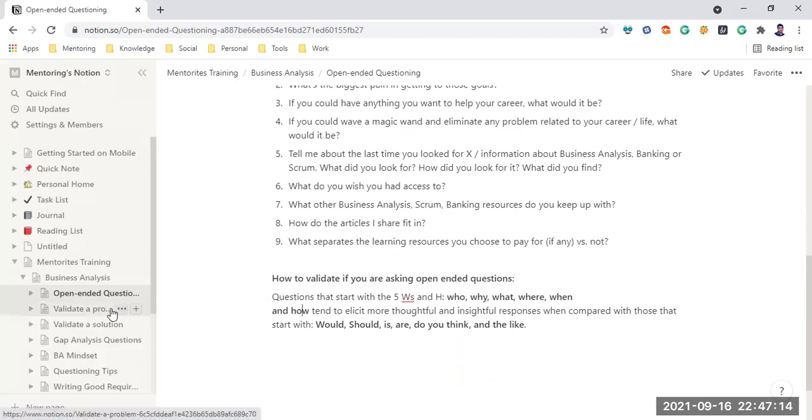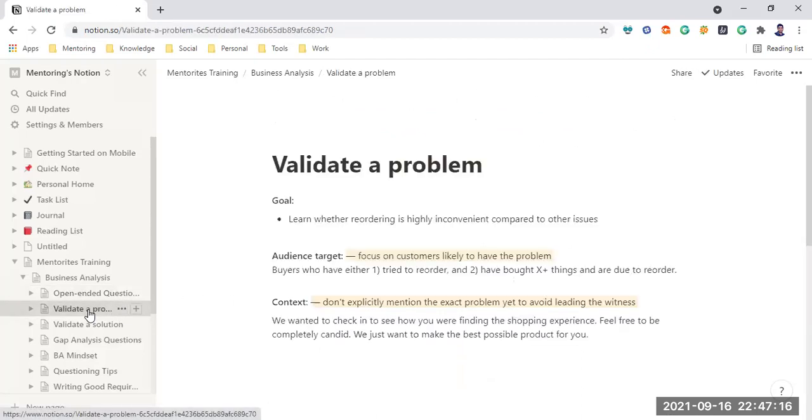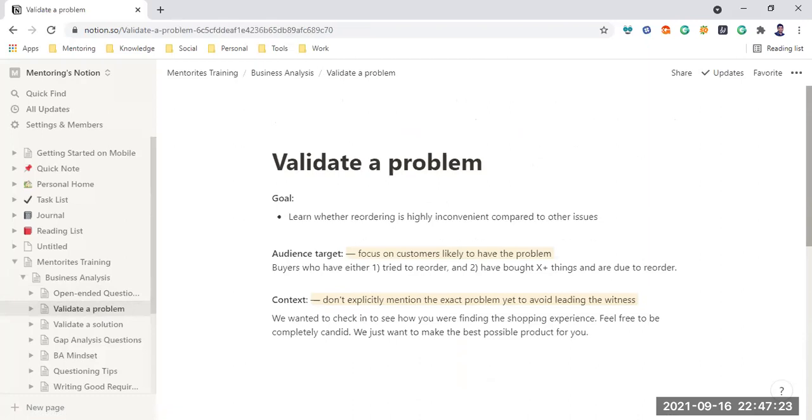Okay, so the next one is I'm going to show you a sample of validating a problem. Here I am just giving you a simple problem where a customer is having trouble reordering something on the screen. It could be transactions, or it could be on a website. So they are having trouble reordering something on the screen.